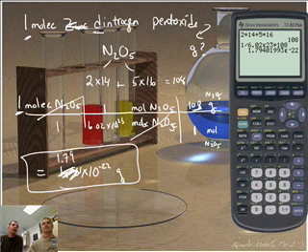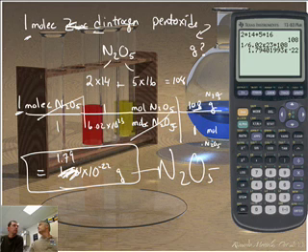Wait, your number's naked. You just put grams. Oh, grams of N2O5. Yeah, sorry. That's good. I think that's probably good.